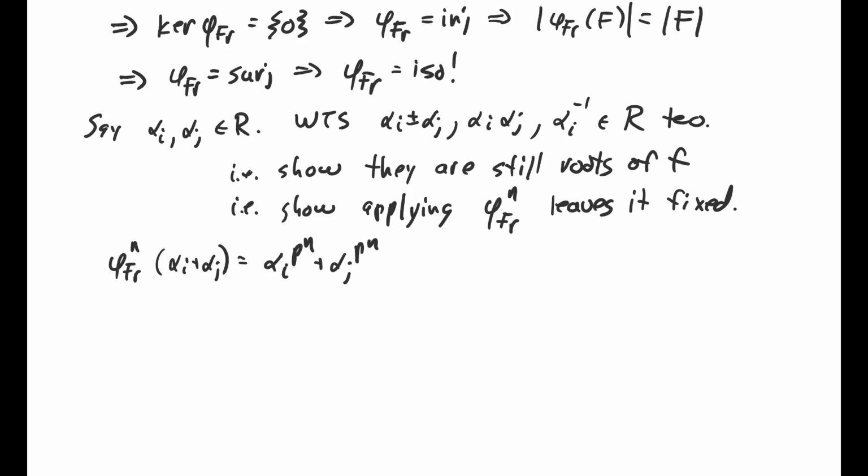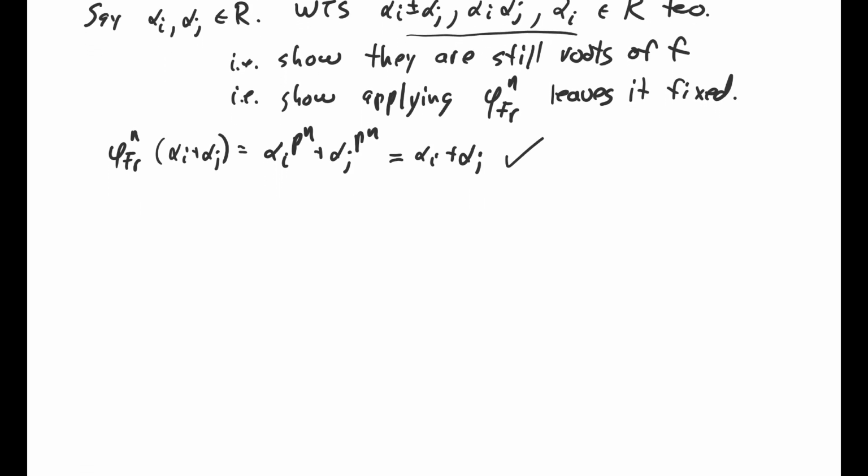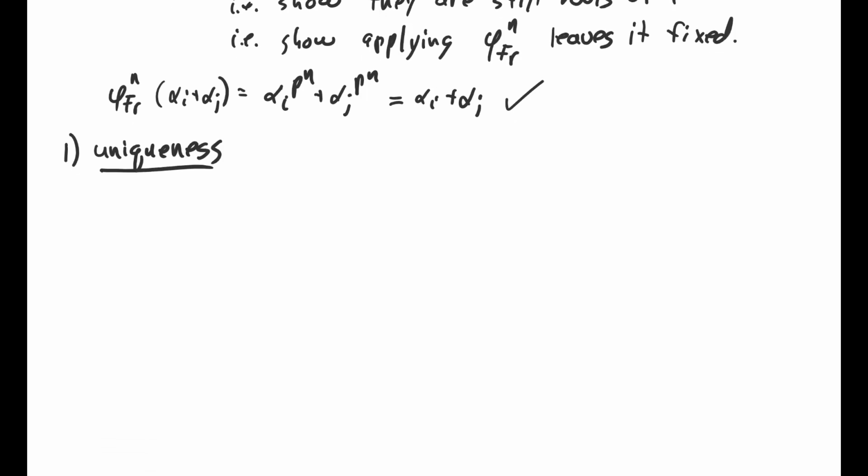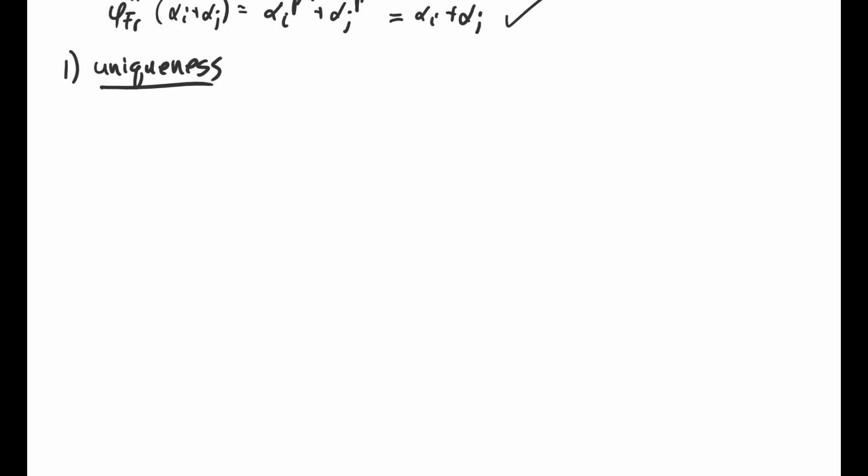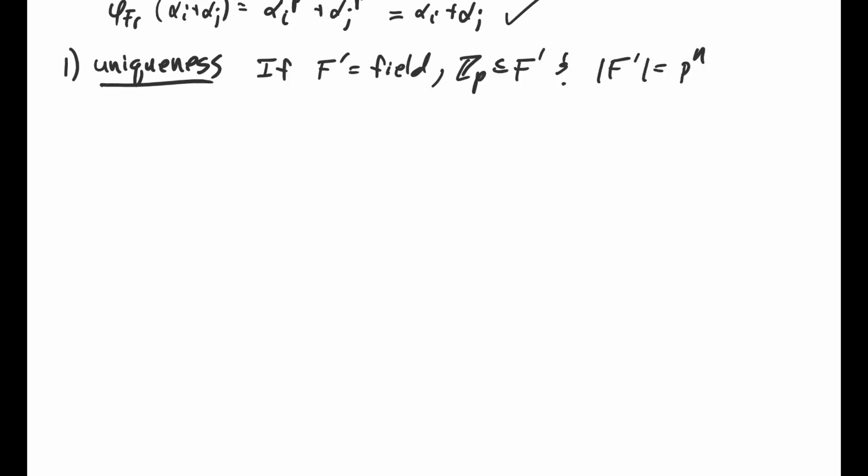So if we do this, we get alpha_i to the p to the n plus alpha_j to the p to the n. But alpha_i was a root, and alpha_j was a root, so its p to the nth power is back to where it started. So I just get alpha_i plus alpha_j. And so you see it was fixed, and that does it. You can do each of these cases up here by a similar argument. It's very simple. But the result is that these roots form a subfield, so they are a field, and that will finish the existence part. So that's the hardest part. Done. All right, we still have the uniqueness.